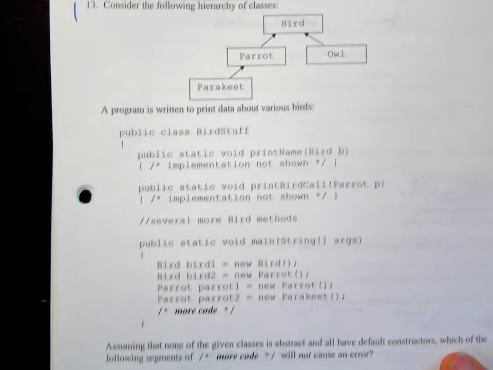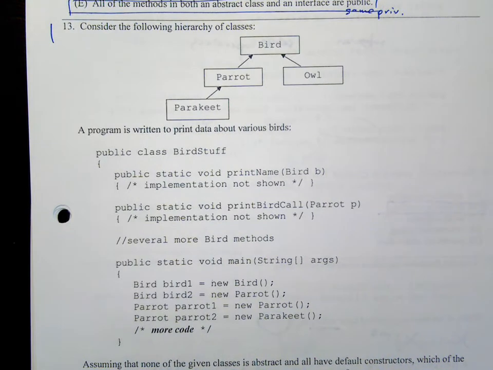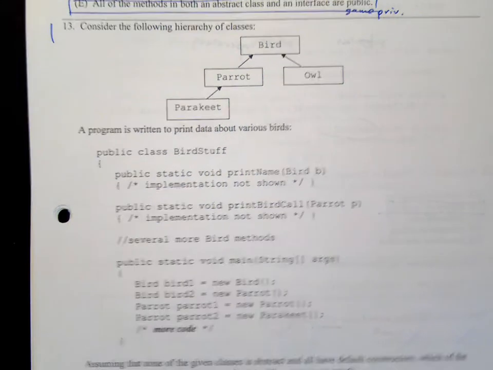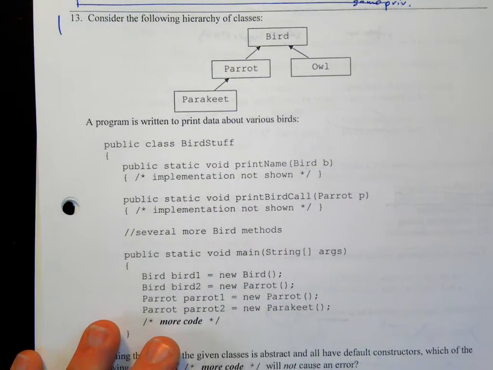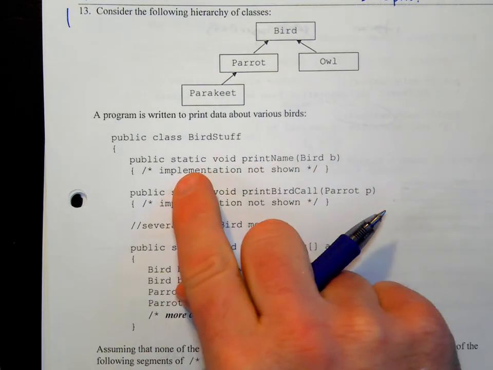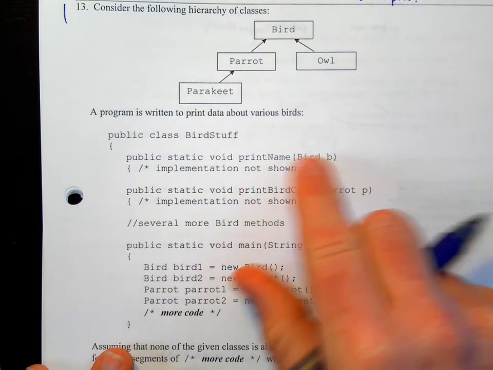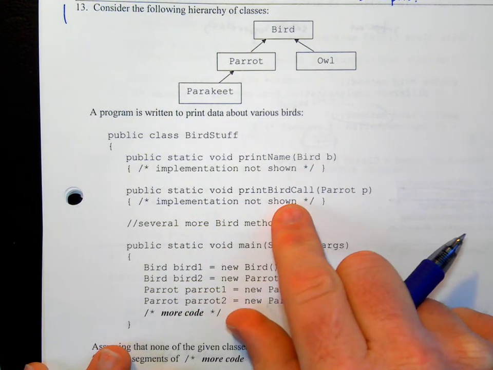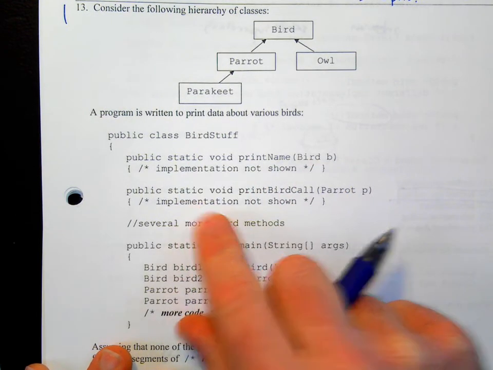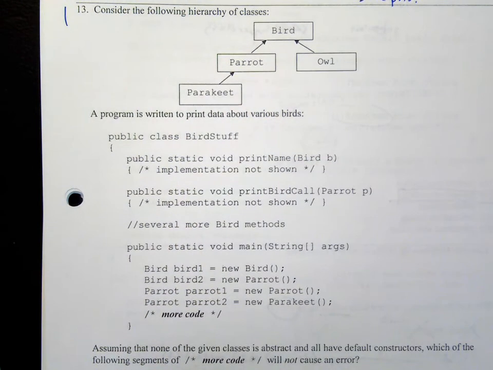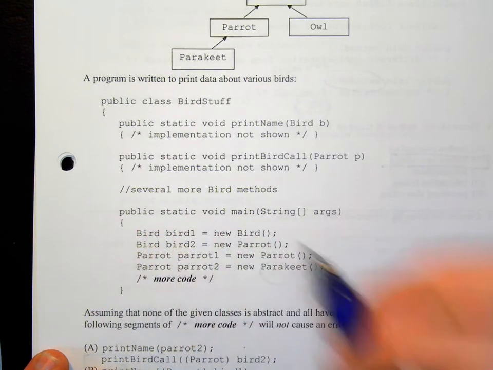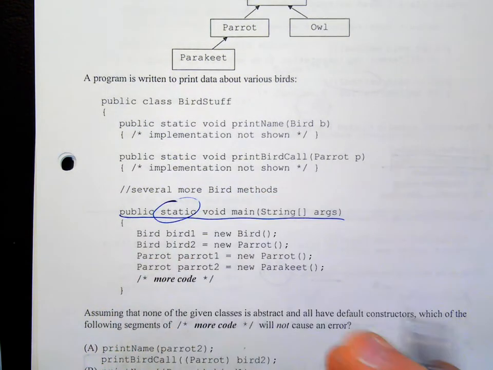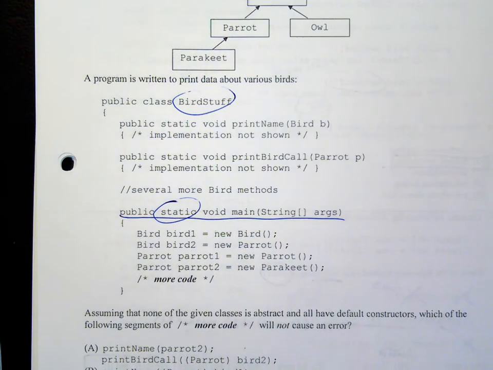Question 13 says consider the following hierarchy of classes. A parrot is a bird, an owl is a bird. A parakeet is a parrot, which is also a bird. A program is written to print data about various birds: public class BirdStuff, with public static void printName and public static void printBirdCall. These are static because they're methods in the BirdStuff class, and we're not going to make BirdStuff objects. Then we have public static void main. That's why we put static, because this is for a class that we're not going to create objects of.